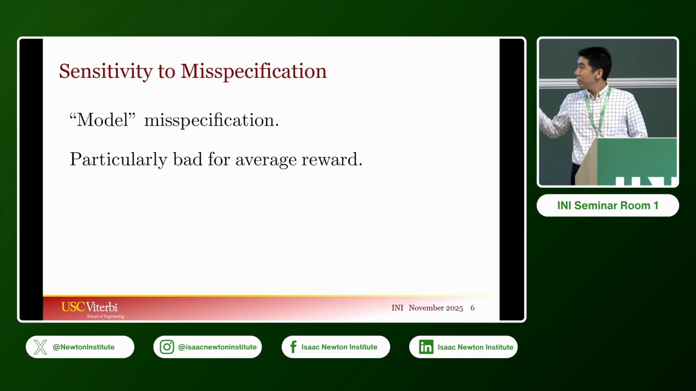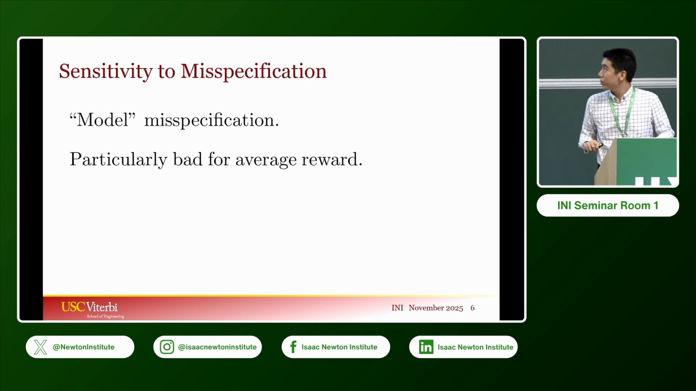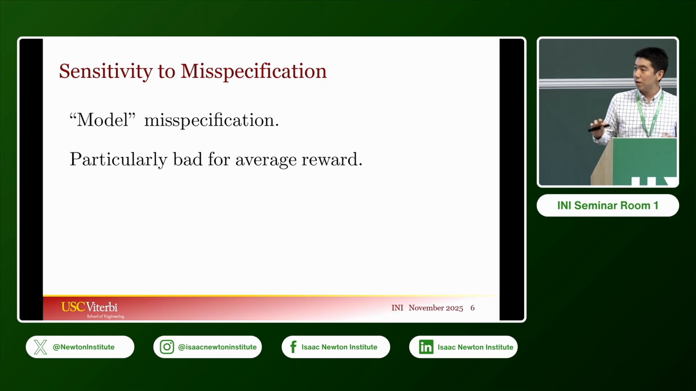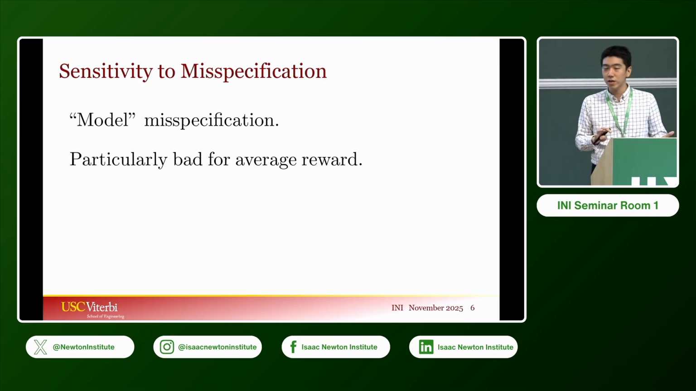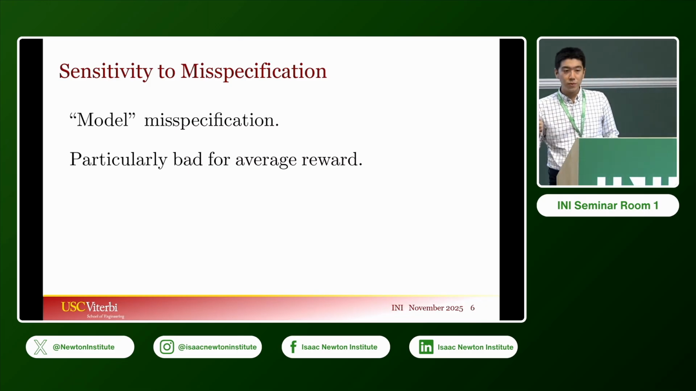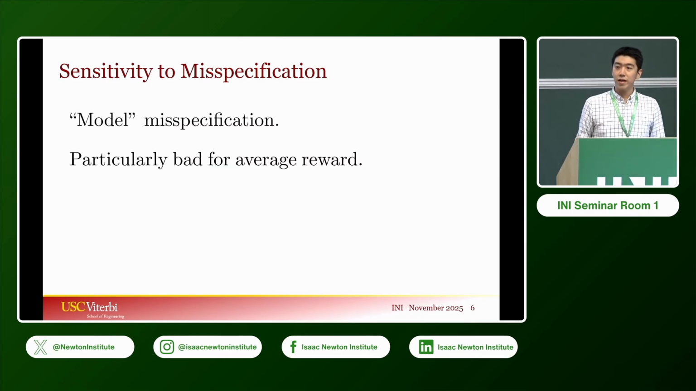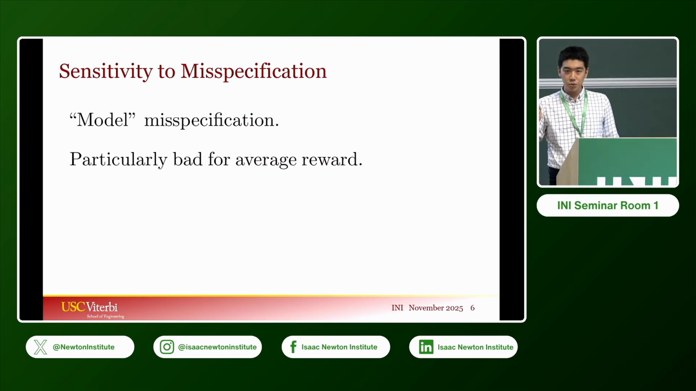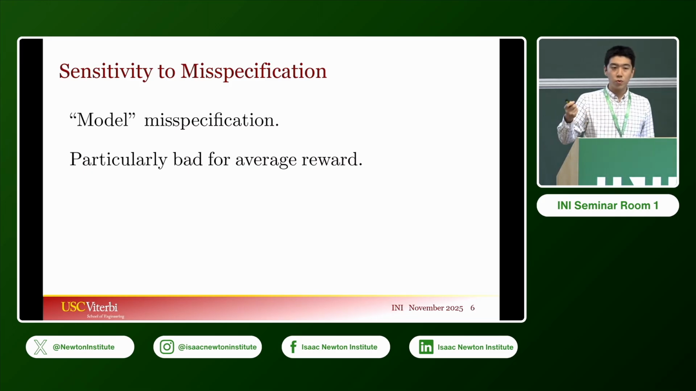Okay, so the previous discussion really shows us that these MDP models, when we are trying to apply them to real settings, could be misspecified. And here I want to emphasize that these types of misspecifications are particularly bad for the average reward criterion, due to the fact that the average reward is very sensitive to misspecifications.